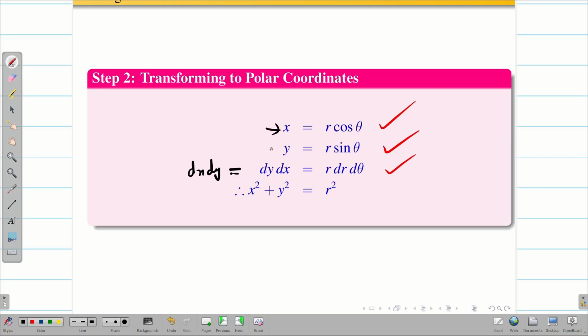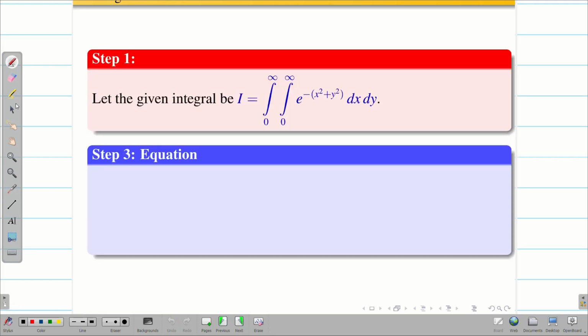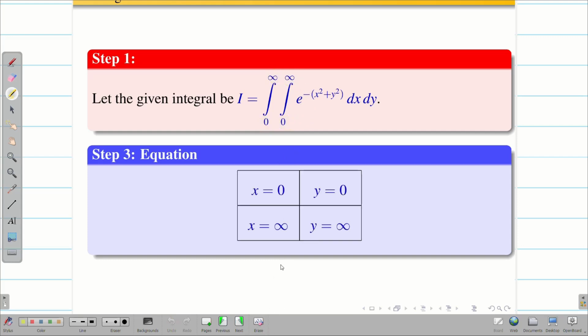From these two equations, we can get x square plus y square equal to r square. This is very common. You have to write this as step 2. Now step 3 is the equations. From the question, both x and y are varying from 0 to infinity. We can directly write this in the table. Done. Step 4, now we are going to do the diagrams.